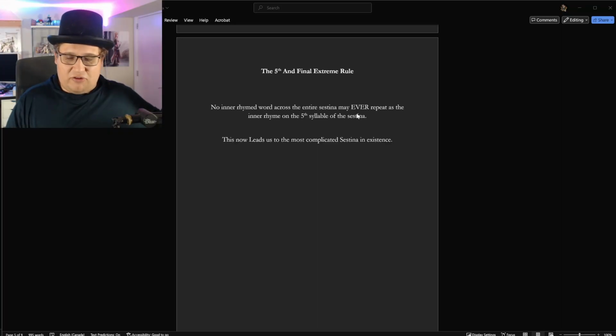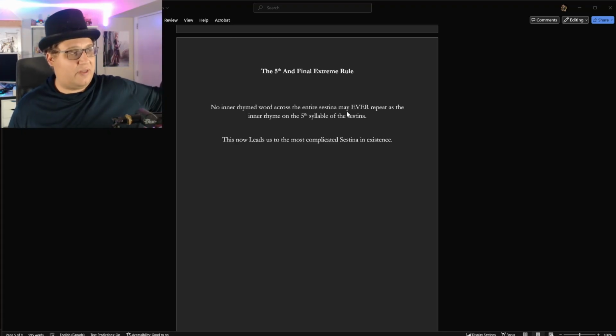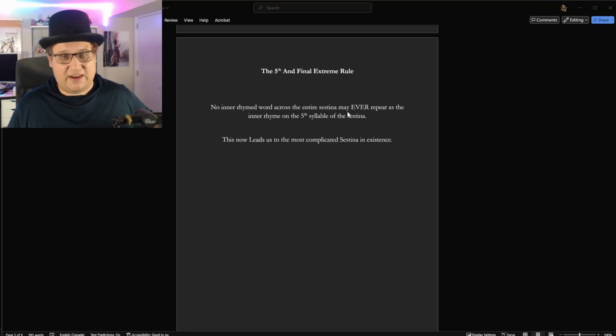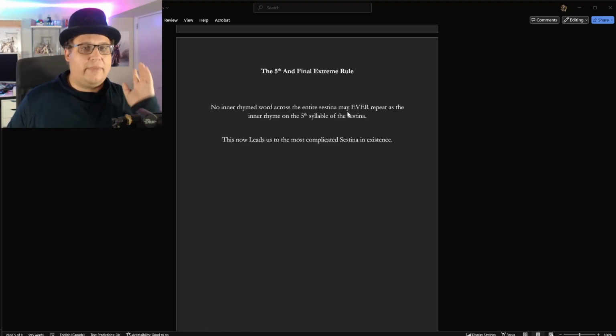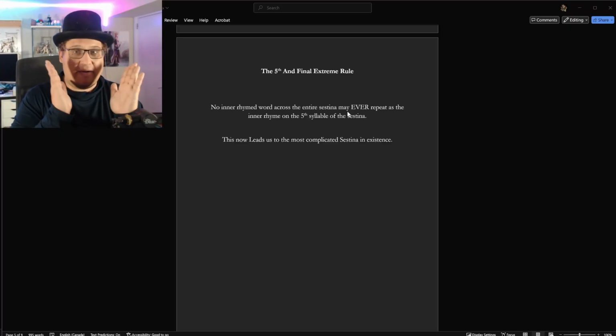Although I feel like it is already self-explanatory. But the fifth and final extreme rule: no inner rhymed words across the entire sestina may ever repeat as the inner rhyme on the fifth syllable of the sestina. Now, obviously, I couldn't do the Ascendra rule that I do for the end words, because the end words always have to be the six in a sestina, but I can do them for the inner rhymes.